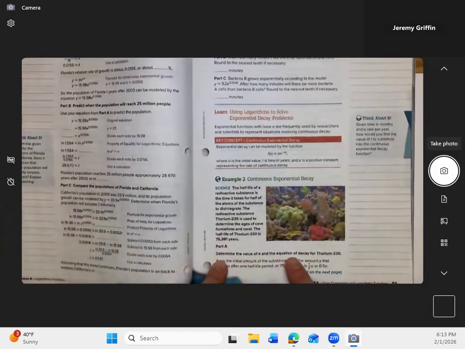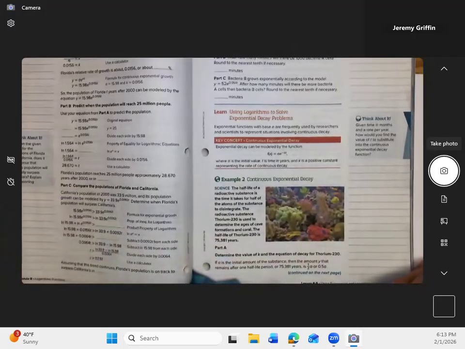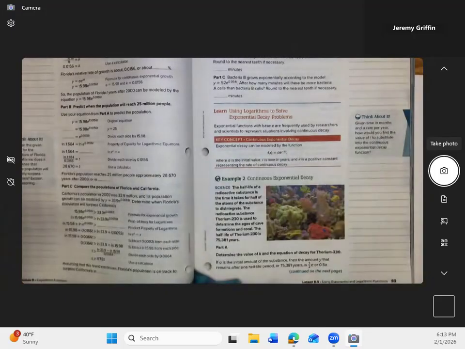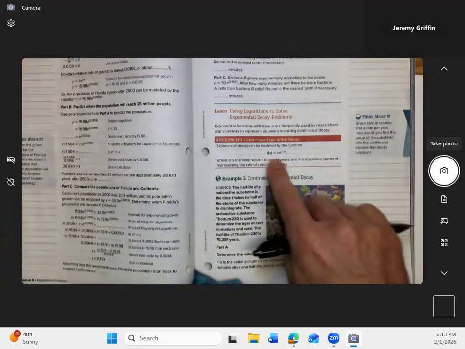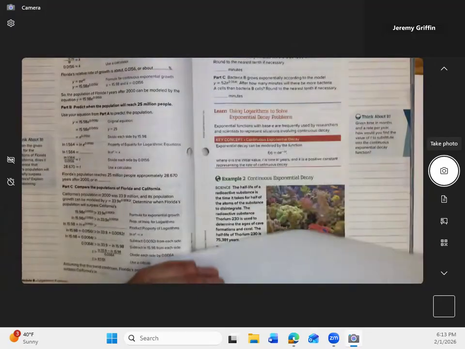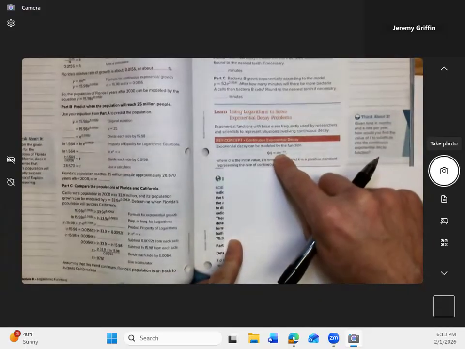Determine the value k for the equation of decay for thorium-230. This is probably the first part of a multi-part puzzle. We have to create the equation first before we can apply it. They're prompting the same continuous growth and decay model. The only difference between growth and decay with this model is there's a negative exponent. For decay, there is a negative.